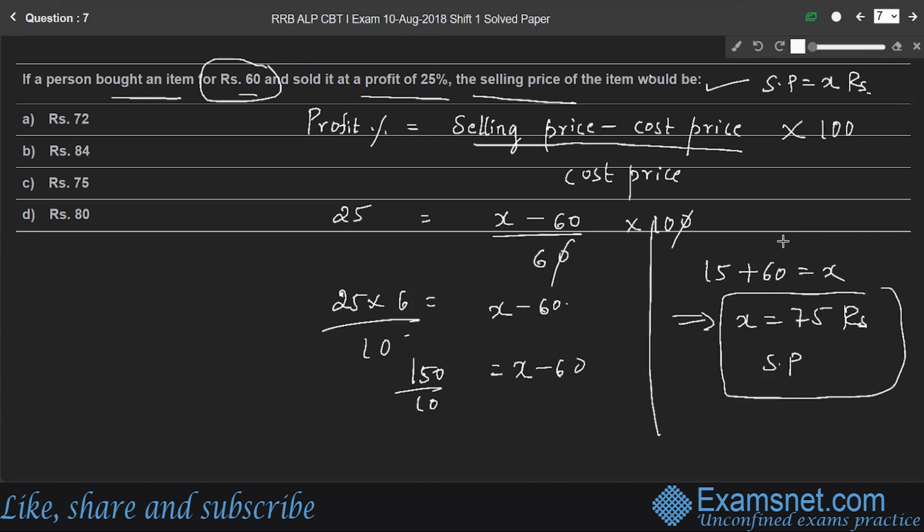So what's the profit if selling price is 75 and cost price is 60 rupees? Profit becomes 15 rupees. Therefore, profit percentage is 25%, right? Therefore, the answer is 75 rupees. Selling price of the item would be 75 rupees.